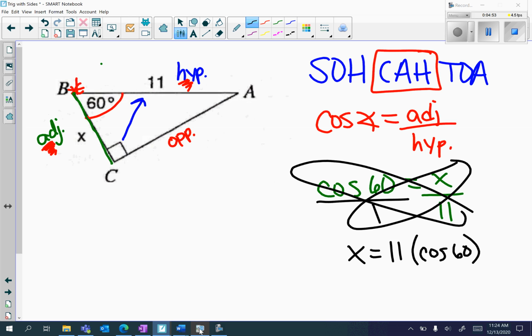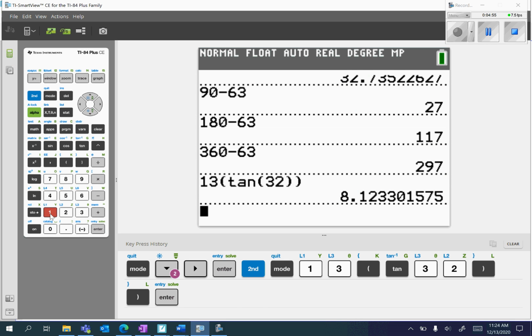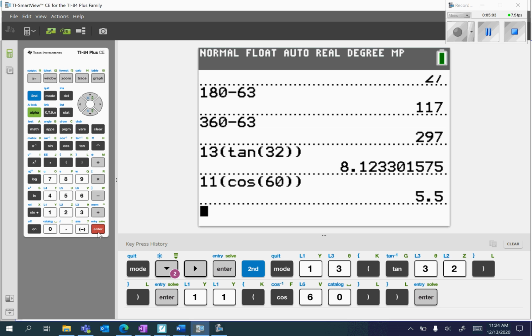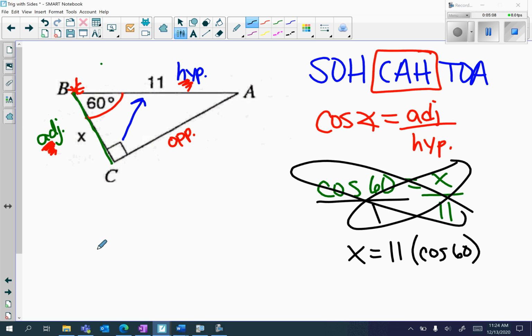Let's go to our calculator and type this in. Remember, we're already in degree mode. 11 times cos of 60 gives 5.5. So the value of side BC is 5.5.